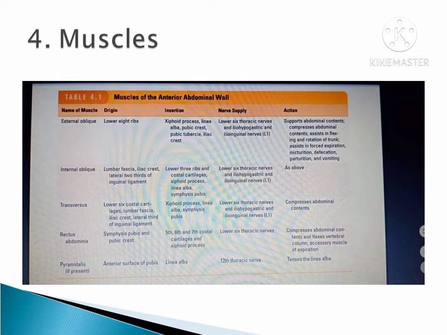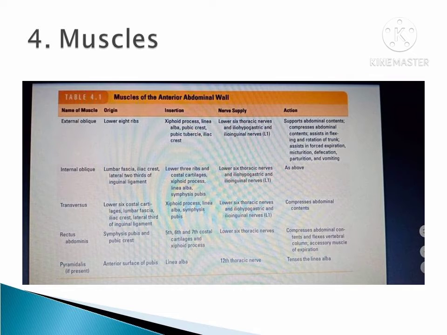Now third muscle is transverse abdominis. Its origin is from lower 6 costal cartilages, lumbar fascia, iliac crest, lateral third of inguinal ligament. Its insertion is to xiphoid process, linea alba and symphysis pubis. Its nerve supply is lower 6 thoracic nerves and iliohypogastric and ilioinguinal nerves L1. Its action is compress abdominal contents.